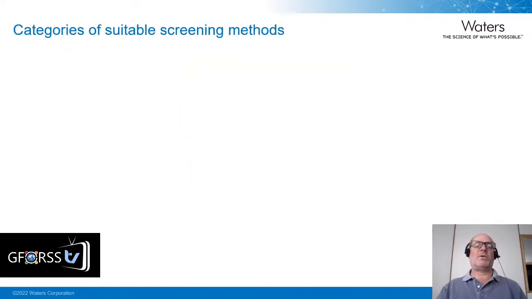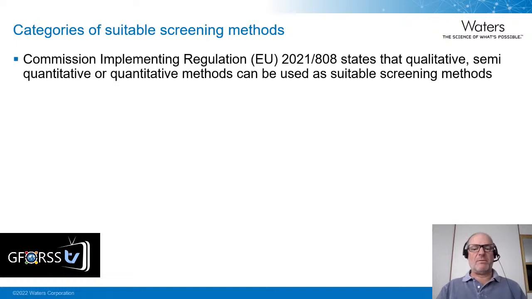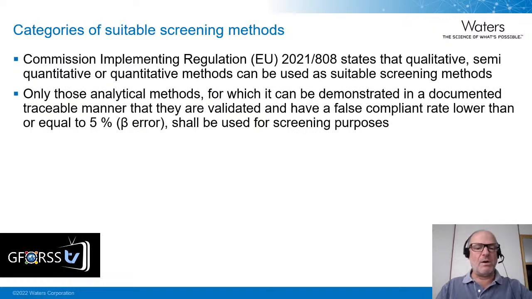When we look at suitable categories for screening methods, the regulation states that qualitative, semi-quantitative or quantitative methods can be used as screening methods, and it gives some indication of different validation requirements. It doesn't go into a huge amount of detail as to what types of methods are appropriate, and I hope we'll see more of this in the guidelines that follow. The critical thing to note, though, is that only those analytical methods which have been validated and shown to have a false compliant rate lower than or equal to the 5% beta error shall be used for screening purposes. So whichever methodology you choose, you must make sure it is validated appropriately.